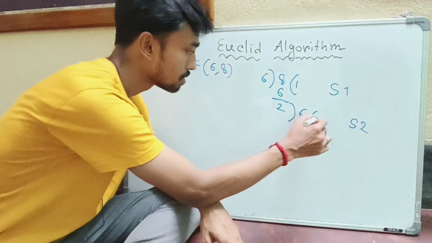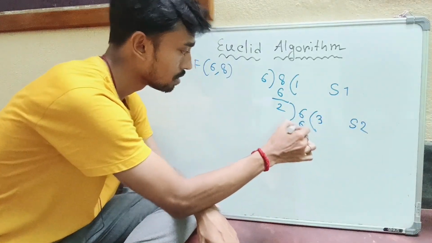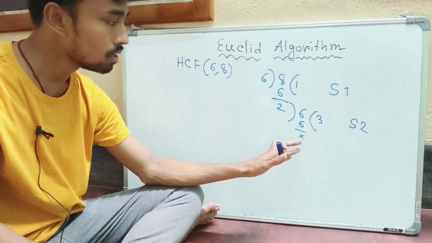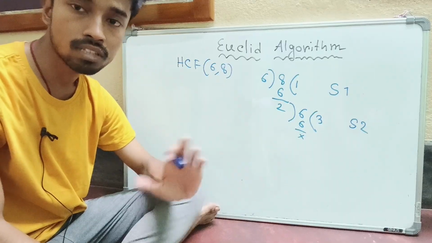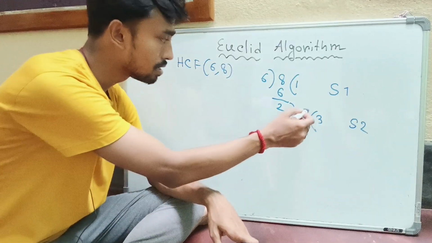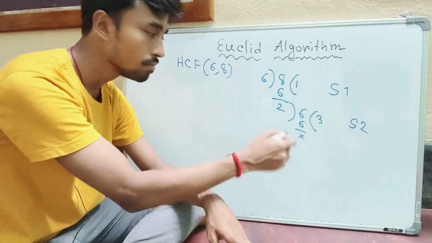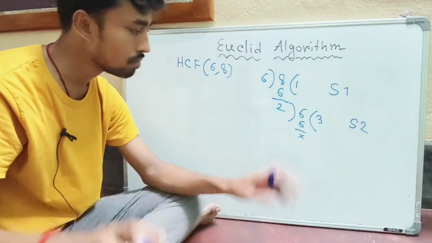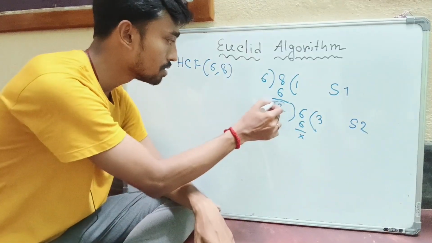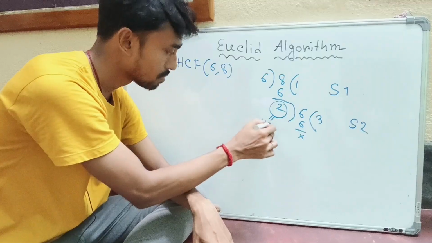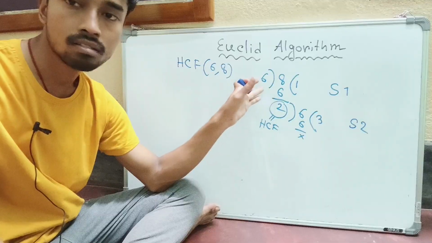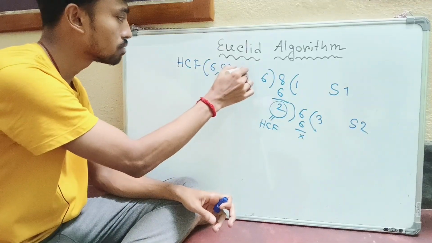Now we can proceed. This problem ends here at step 2. When the division ends, look for the divisor. That divisor is the HCF of these two numbers. In this division over here on step 2, the division ends there. So what is the divisor? The divisor is 2. This means the HCF is that number. So that is the HCF. Got this? 2 is the HCF of 6 and 8. So we can clearly say that it is 2.